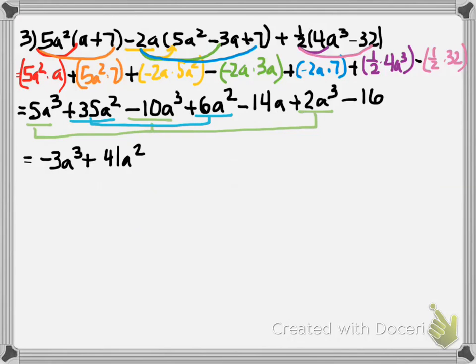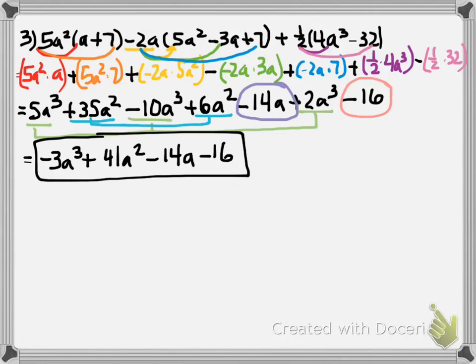And then if you notice, I only have two more terms that I haven't dealt with, and that's the negative 14a, so it gets written down, doesn't combine with anything else. And then my last one is a negative 16. And there's your answer. All right, hope this helps.